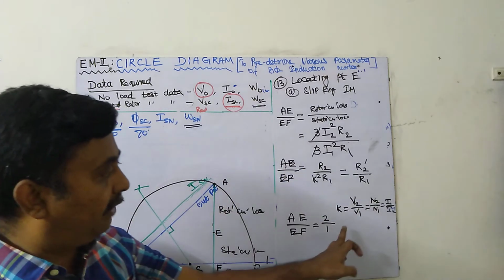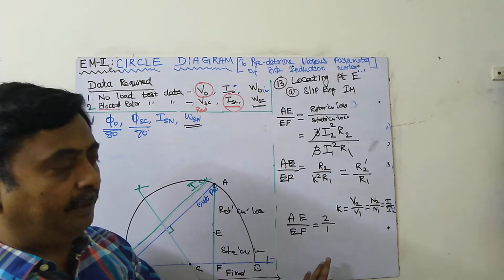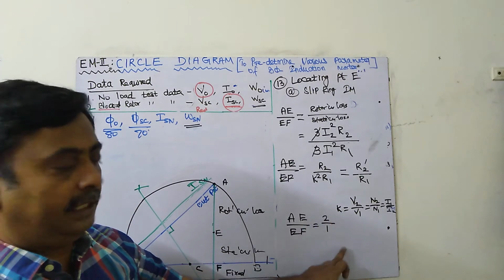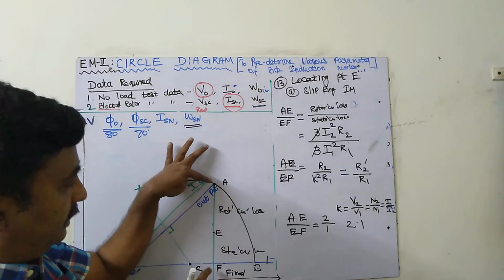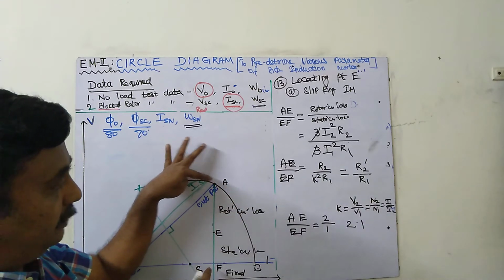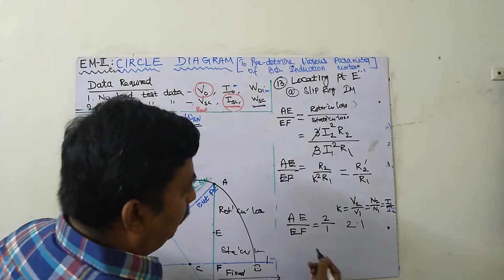I cannot say what this value is as a ratio. This is 3. AE by EF equals 2, ratio 2 is to 1. That means AE by EF equals 2 is to 1. So we have to measure this thing. If I measure this, what is the total ratio 3? Suppose I am getting 12.